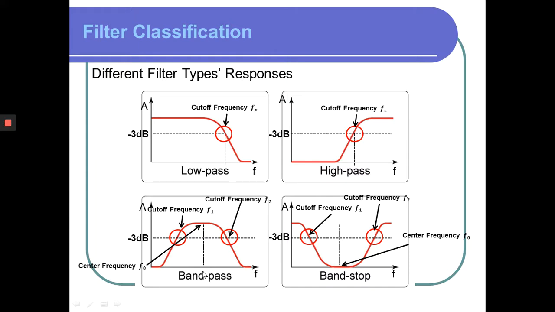Now we move on to the band pass filter, which is a combination of the low pass and high pass. I already told you. So if you combine these, it becomes like this, where you can see it here.